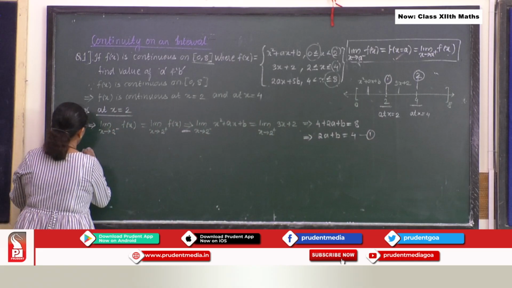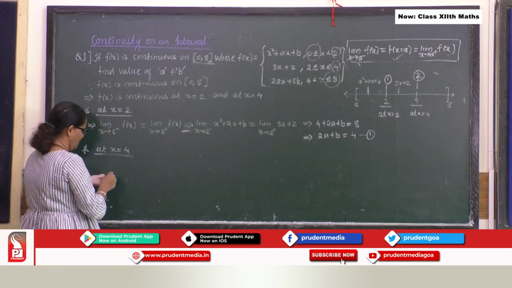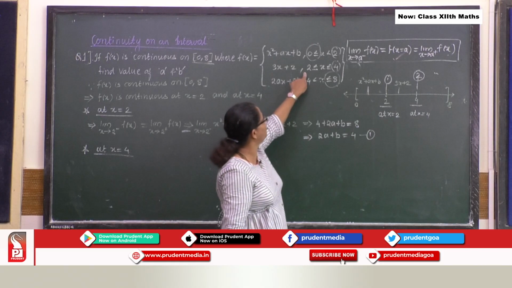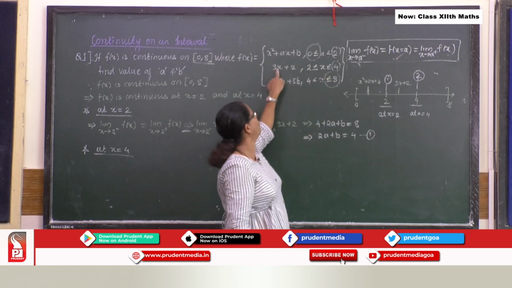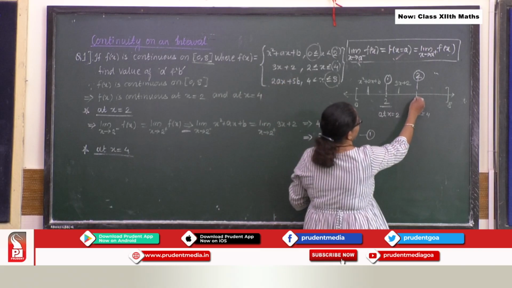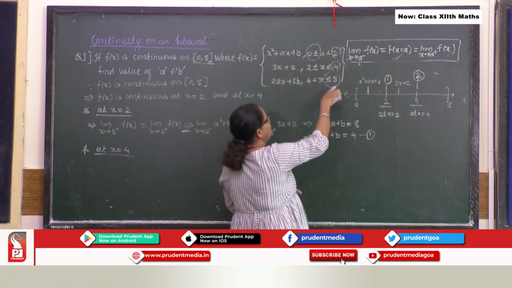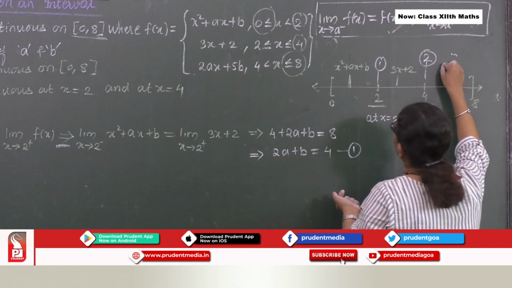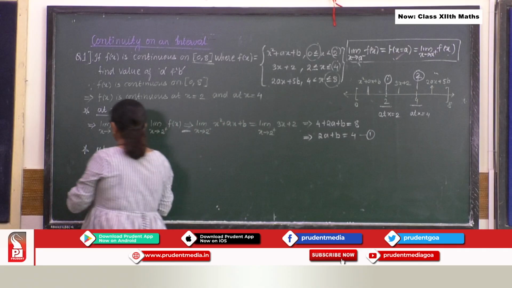Let me proceed further for the second. So I say at x equal to 4. Now look at this: at x equal to 4, all the values less than and equal to 4, what definition am I considering? 3x plus 2. And all the values greater than 4, what definition am I considering? I am considering 2ax plus 5b. So let's proceed further with the same note.